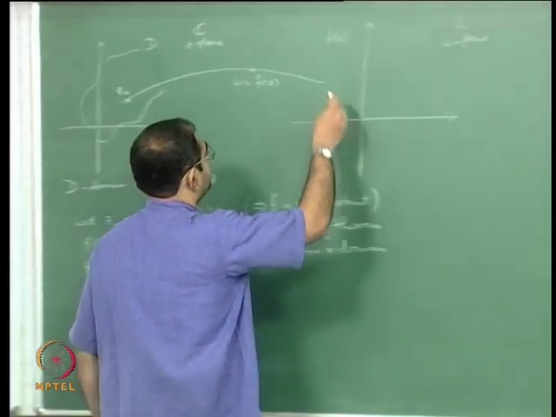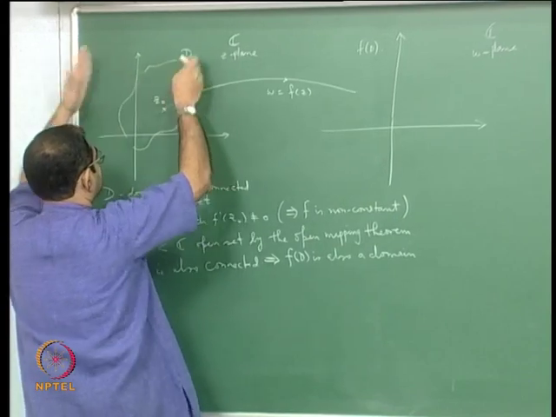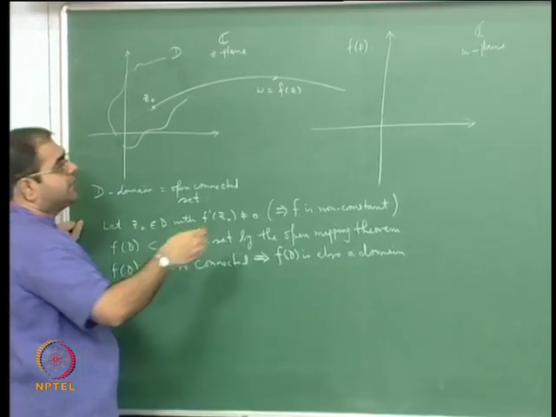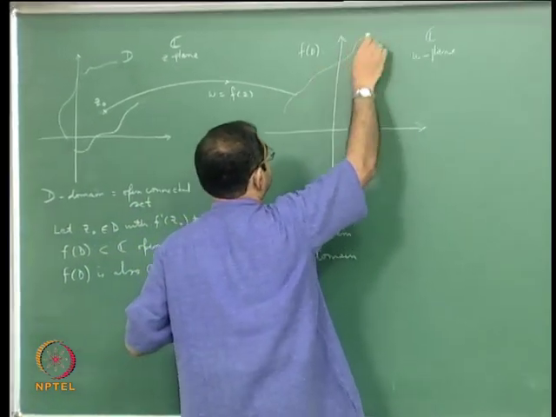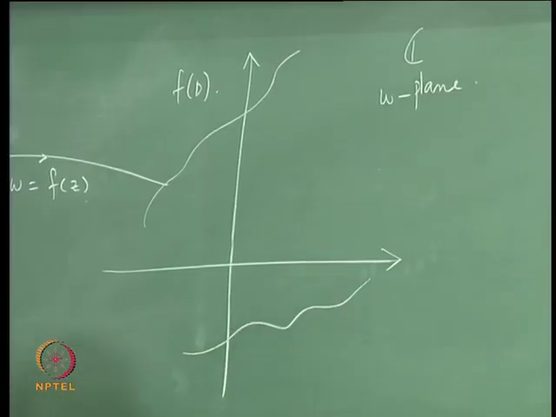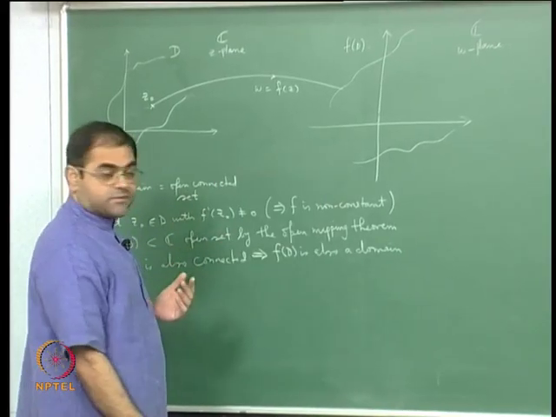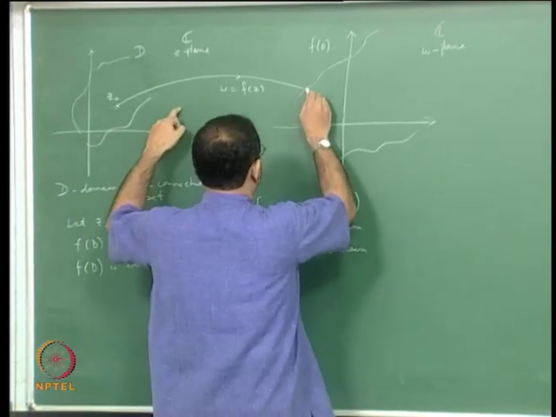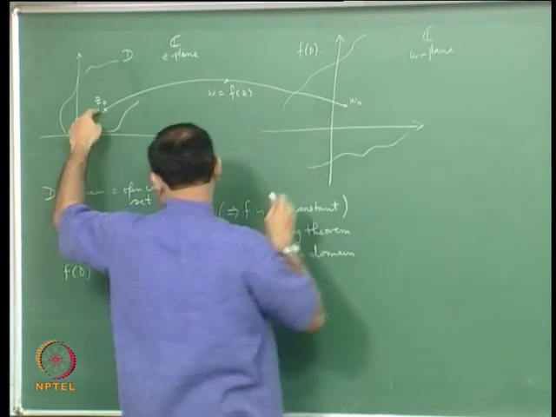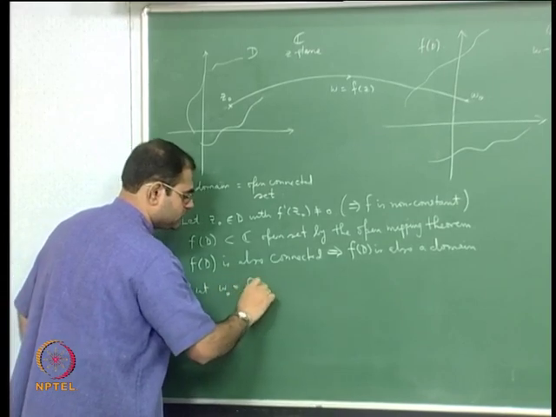So D for me is some region, which may be unbounded. It may have partial boundary, okay? And then I will have some f of D. It will be some region with boundary here, and it may not be fully bounded in all directions, but it's an open connected set. Okay, and let f take the value W naught at Z naught. So put W naught equal to f of Z naught.